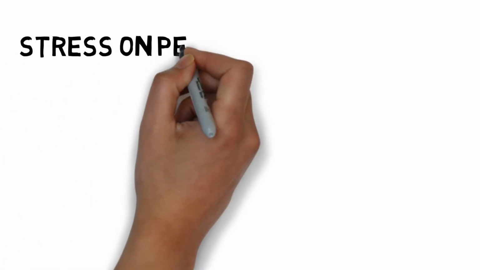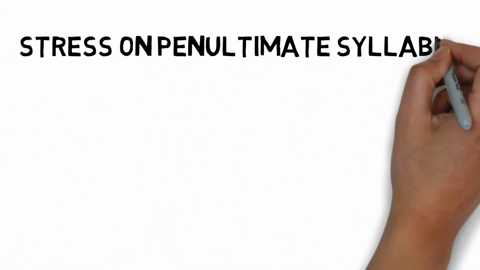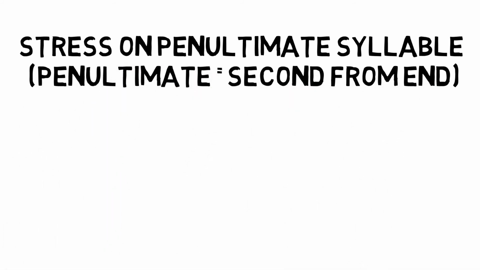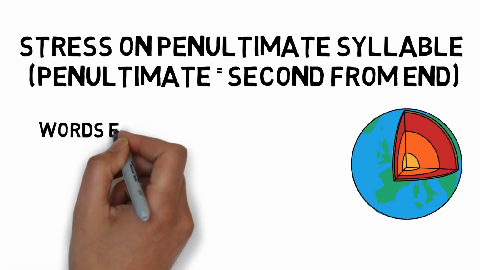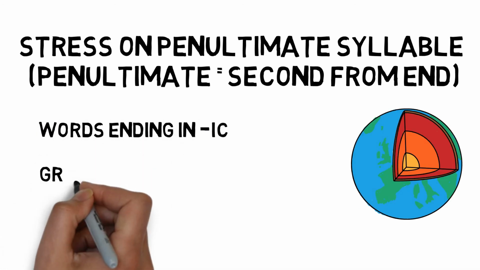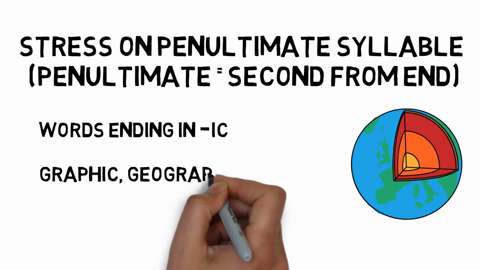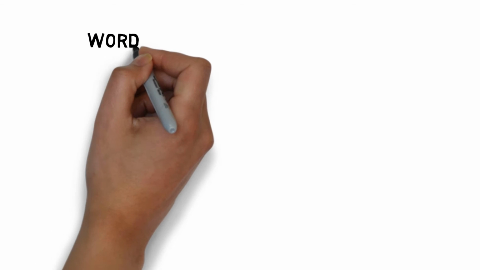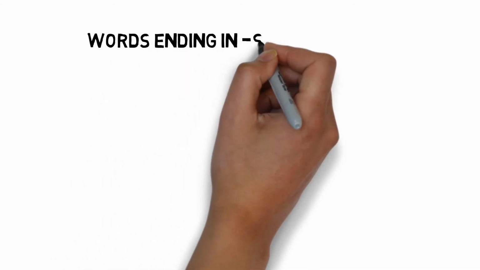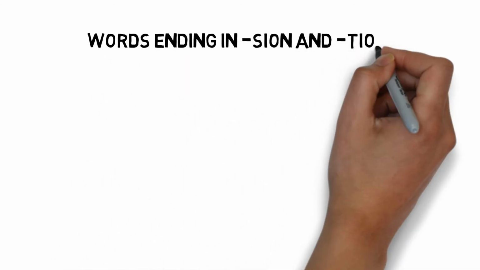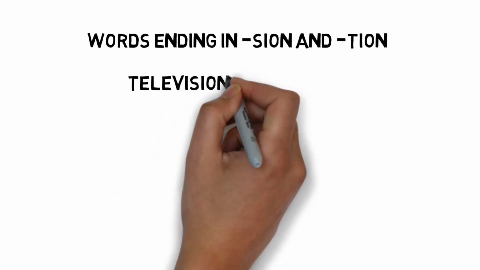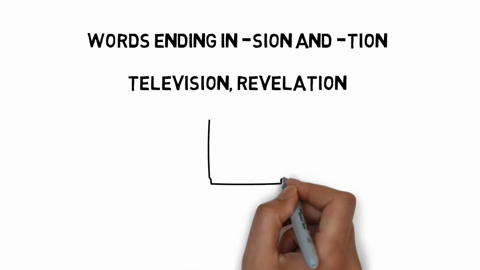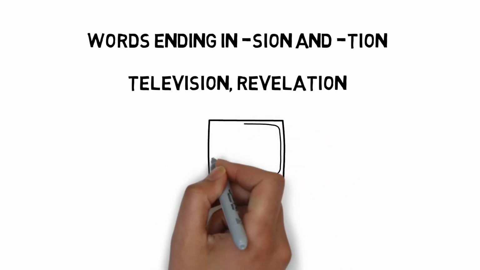Stress on the penultimate syllable. Penultimate equals second from end. Rule: words ending in ic: graphic, geographic, geologic. Rule: words ending in sion and tion: television, revelation.